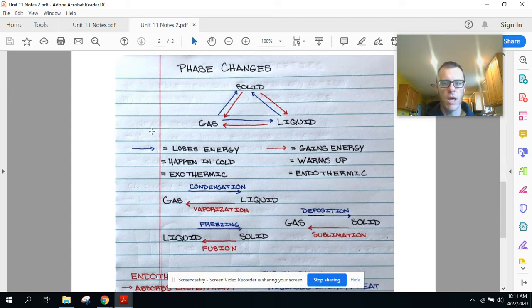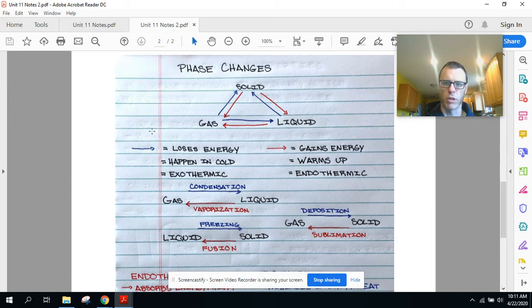Now, the red ones, this is where we have to gain energy. They warm up. We understand this. If we want to turn a liquid to a gas, like boiling water, you have to warm it up. That's endothermic. That means it absorbs heat. Now, one of the things about these two, and we're going to get to thermodynamics next. And thermodynamics, I know it's going to sound crazy, but it's actually really cool because it's the flow of energy or the flow of heat.